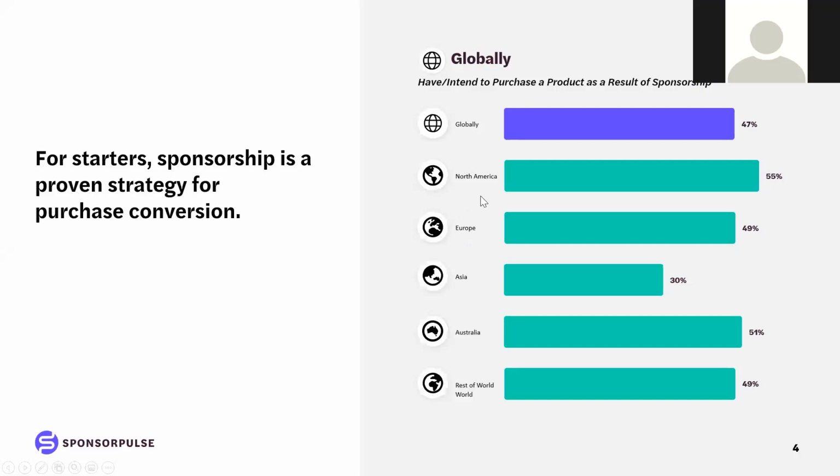The first and probably one of the most important things about sponsorship is to know that from a conversion perspective and impact perspective, it works. Globally, almost half of consumers in the past year have purchased a product as a result of that brand or product sponsoring and associating itself with a property. Strong across the board, particularly in North America, Europe, Australia, and the rest of the world. But again, even in Asia it's 30%, so 1 in 3 being converted to actually buy something as a result of sponsorship.